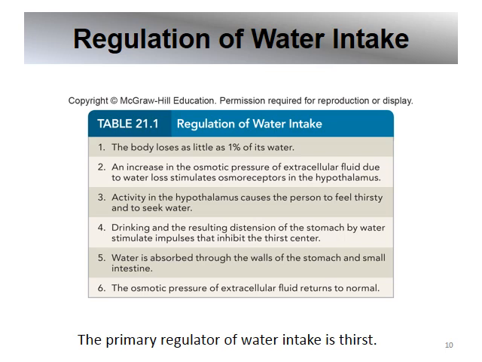The regulation of water intake is going to be through the hypothalamus. So if your body loses about 1% of its total body water, the hypothalamus is going to recognize this. It is going to make you feel thirsty. You're going to drink water or some type of fluid. The distension of your stomach is going to inhibit the impulses coming from the thirst center, and that's how you no longer feel thirsty.